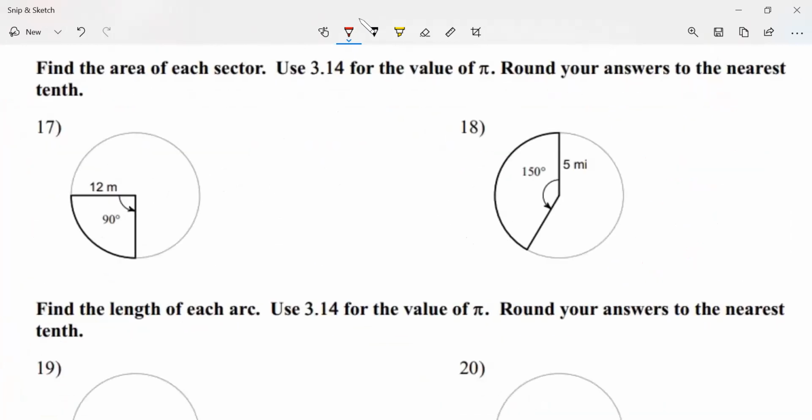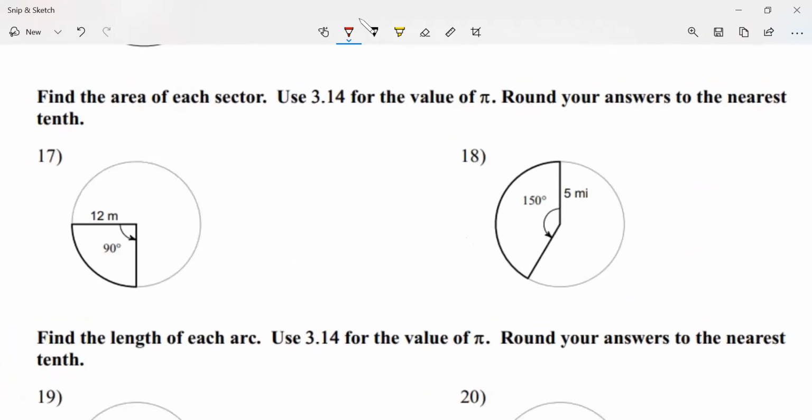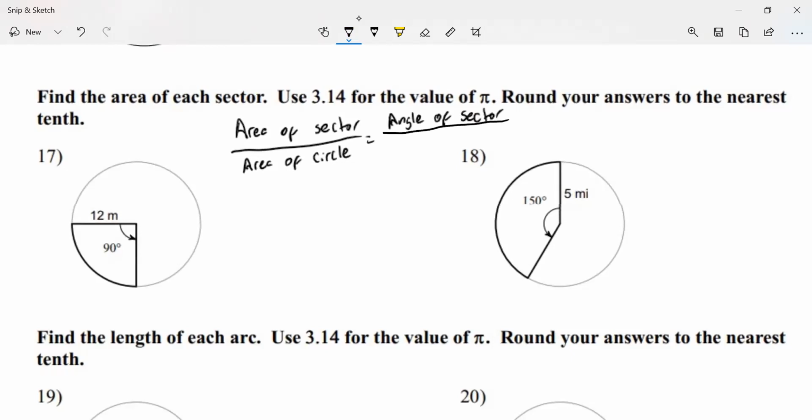But now I'm going to ask you guys to find the area of each sector. The sector means I don't want the area of the whole circle. I just want the area of part of it. Now, there is a proportion, okay? What we're going to be doing, the interesting part is, the area of the sector over the area of the circle. Okay, so it's a fraction. The area of the sector divided by the area of the circle is going to be the same thing as the angle of the sector over the angle of the entire circle.